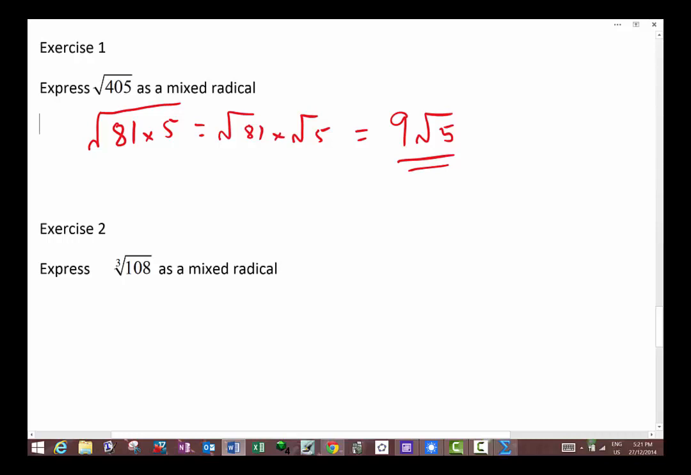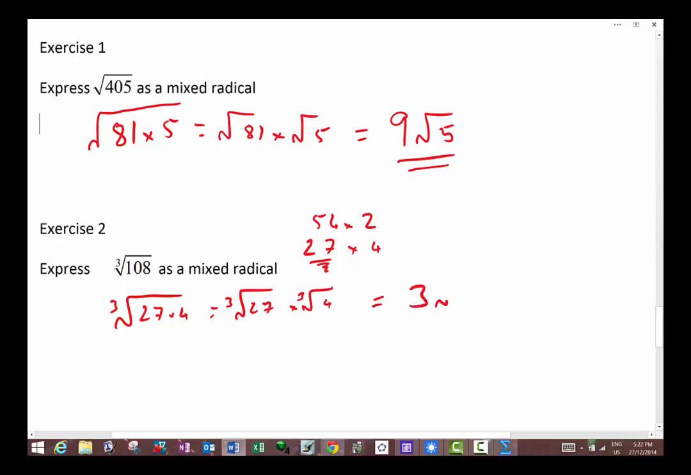How about the second one? 108 is also a strange number. 108 is obviously 108 times 1, but it's also 54 times 2, and it's also 27 times 4, and 27 is a cube number. It's a perfect cube. So we can write the cube root of 108 as the cube root of 27 times 4, which is then the cube root of 27 times by the cube root of 4, and the cube root of 27 is of course 3. So the final answer is 3 times the cube root of 4.